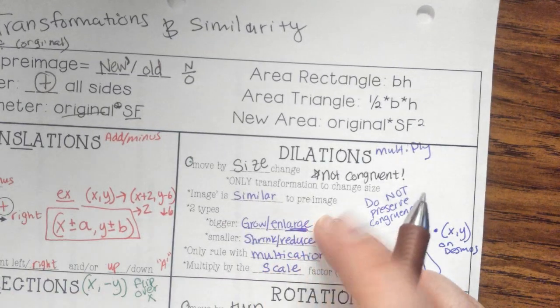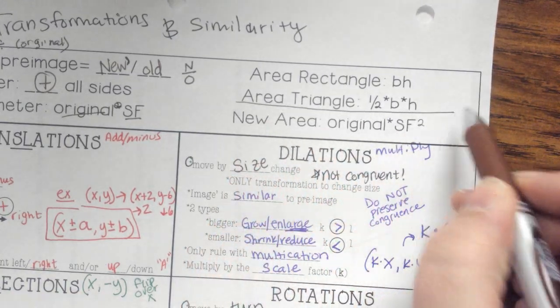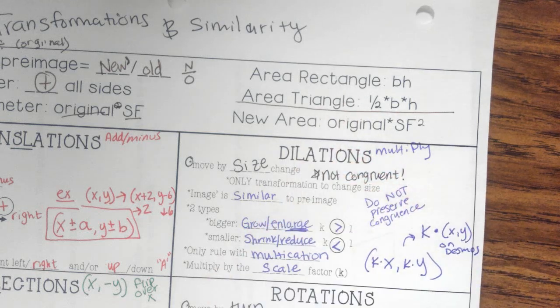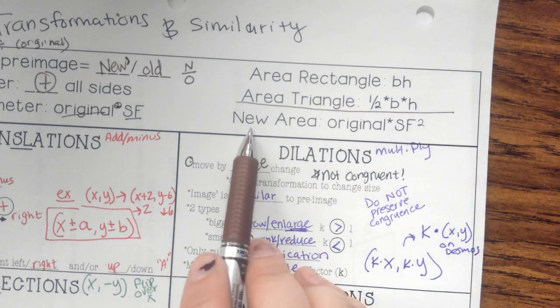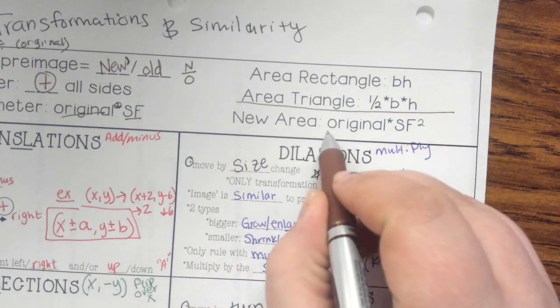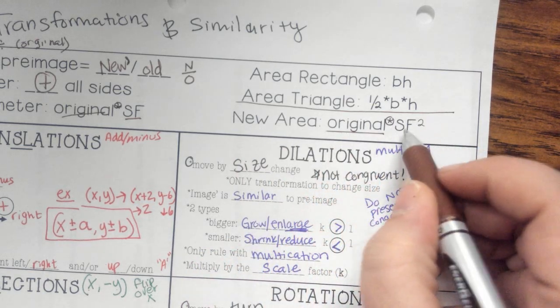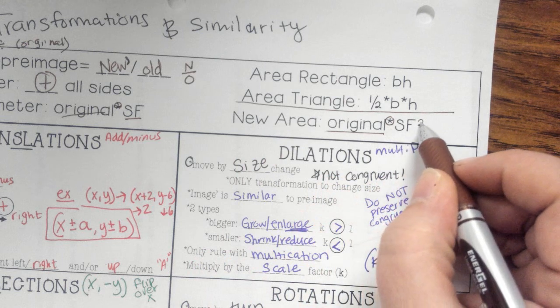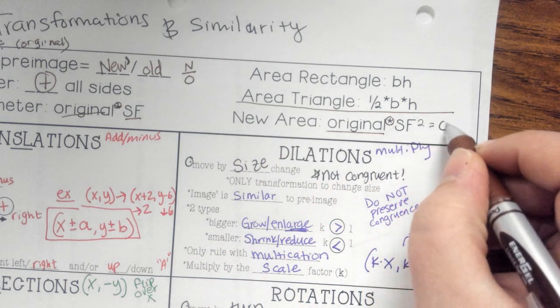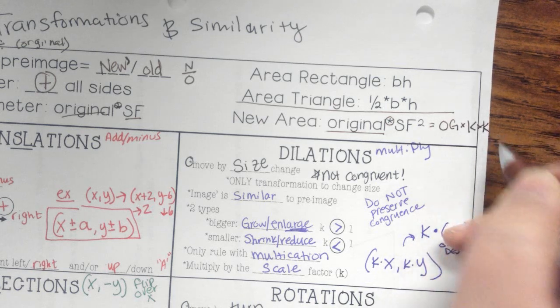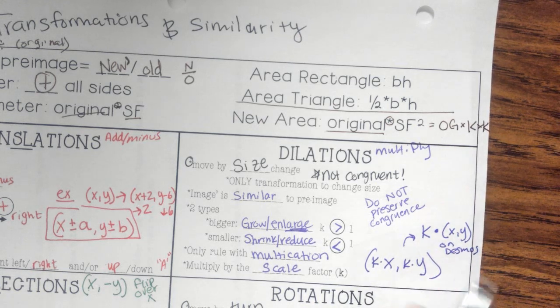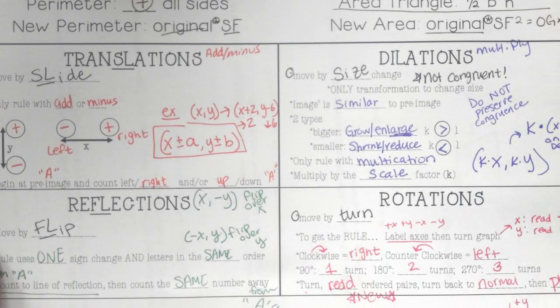All right, so just a friendly reminder, that's how you find the area of a rectangle and a triangle. So if you have the area of an original shape, but you've dilated it, instead of having to use the formula again, you could just say the new area is going to be the original area multiplied by the scale factor squared. That's the original thing times K again. So that's our cheat sheet for transformations.